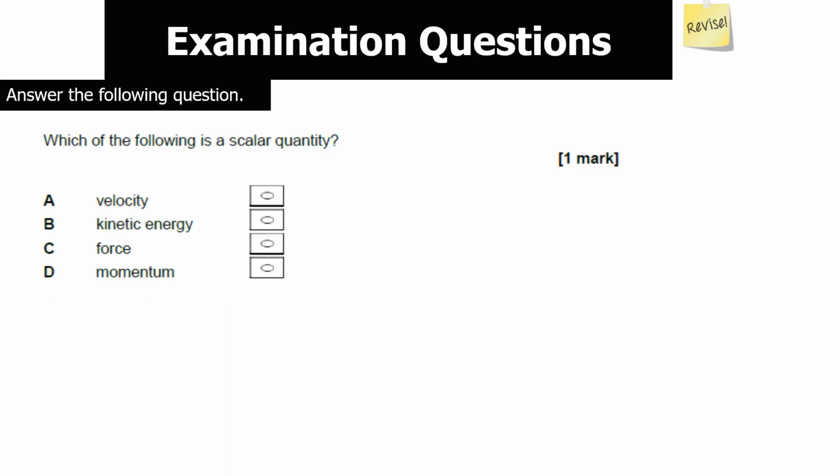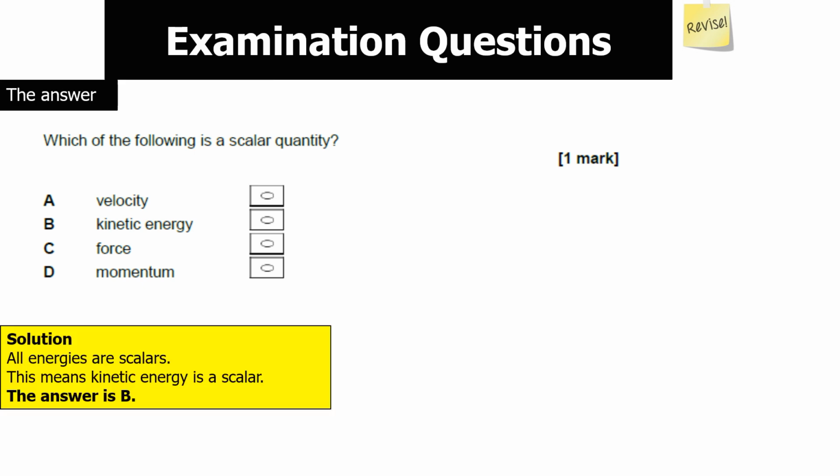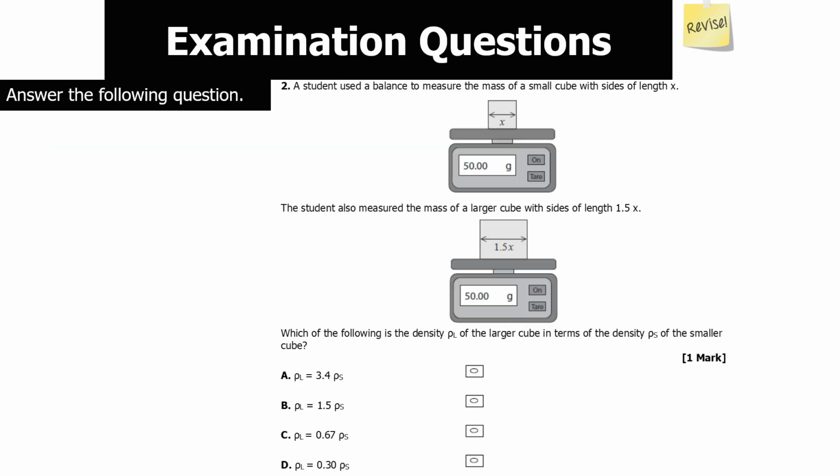The next question says, which of the following is a scalar quantity? So pause the video now, then unpause the video when you want to go through your answer. Right, it's very important to know that all energies are scalars. So therefore, from the options given, kinetic energy will be a scalar. The answer is B.